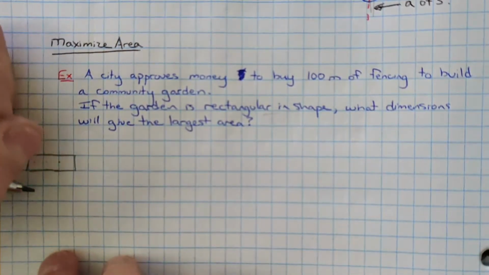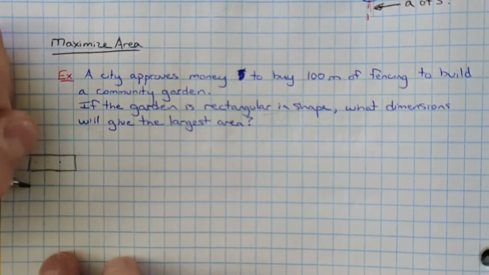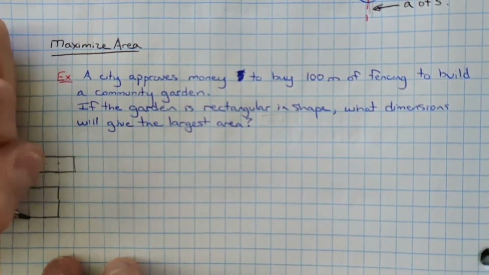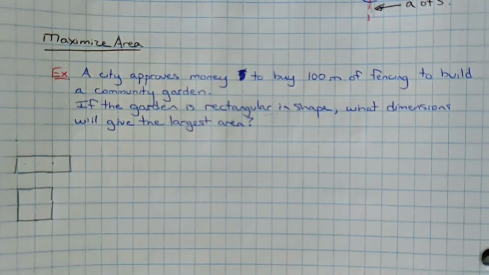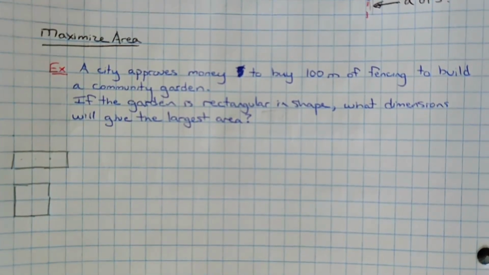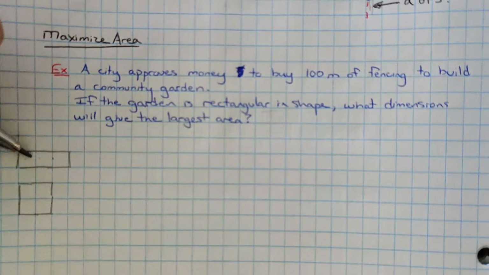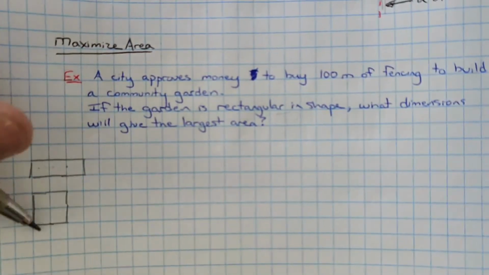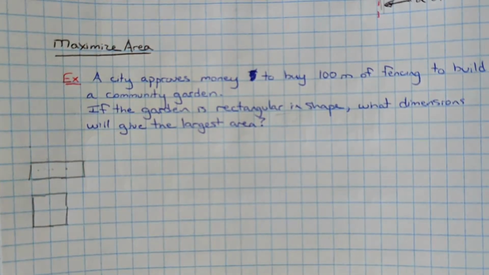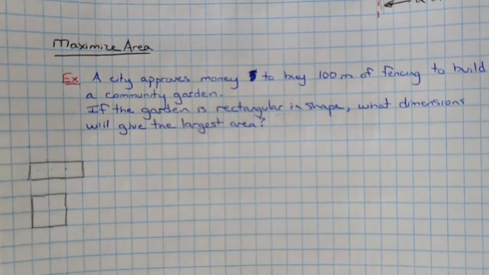But if I have 8 meters of fencing and I do 1, 2, 3, 4, 5, 6, 7, 8, look at that, different shape, and all of a sudden I got more area. This same 8 meters of fencing got me more area between these two. So depending on the shape we use, different dimensions will give us different areas.